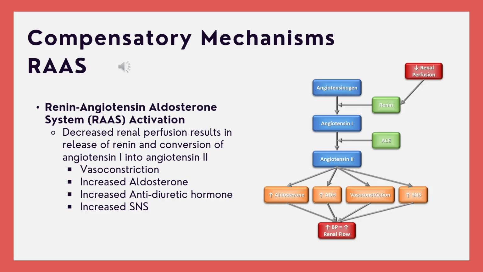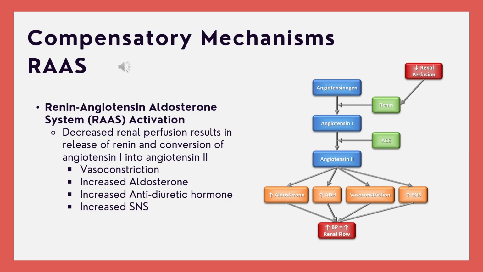We also have increased antidiuretic hormone, or ADH. So the pituitary gland is going to release antidiuretic hormone, which is also going to further promote our water retention. This is, again, going to exacerbate our congestion and it's going to increase the workload on the heart. It's also going to increase our SNS activity.